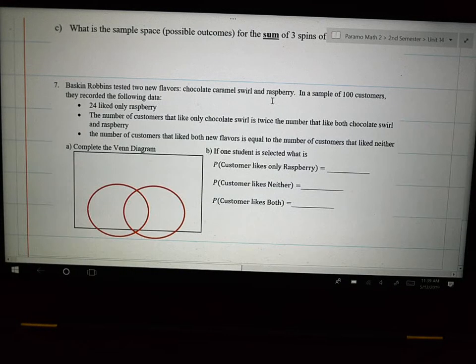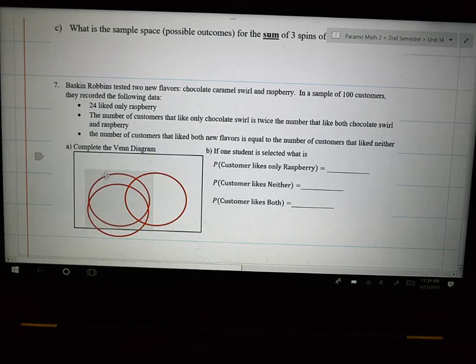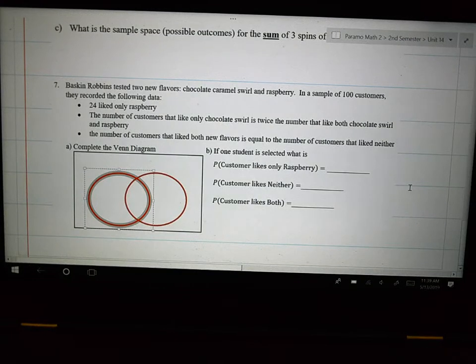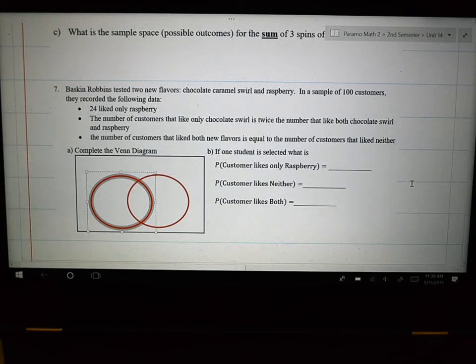It's going to ask you some other questions about it, but I figure once you understand that, then you guys are good to go. The last example I have for you before I give you some time is number 7. Number 7 is the hardest question on this whole worksheet. It says Baskin-Robbins tested 2 new flavors, chocolate caramel swirl and raspberry. In a sample of 100 customers, they recorded the following data.